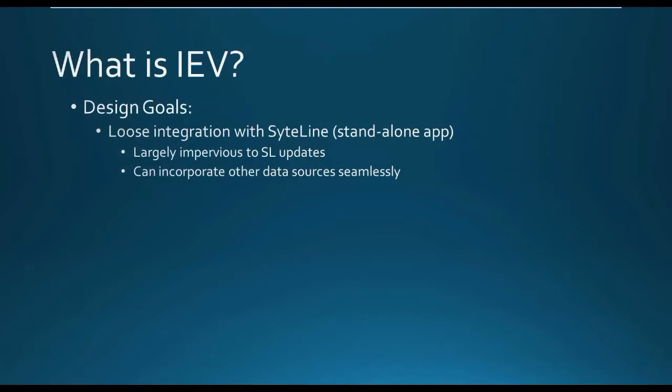Some of the design goals that we've had with IEV is to provide loose integration with Sightline. We did that by making it a standalone app, which means that it's pretty impervious to Sightline upgrades. So if you're going from Sightline 8 and you're using IEV and you make a lot of views that you're using every day, going to Sightline 9 is not going to be a big deal because it doesn't exist within Sightline. It actually stands alone and talks directly to the Sightline database. And it's much more performant that way as well. But we can also incorporate other data sources. We're not limited to the Sightline IDOs and so forth that come from how they design that software.